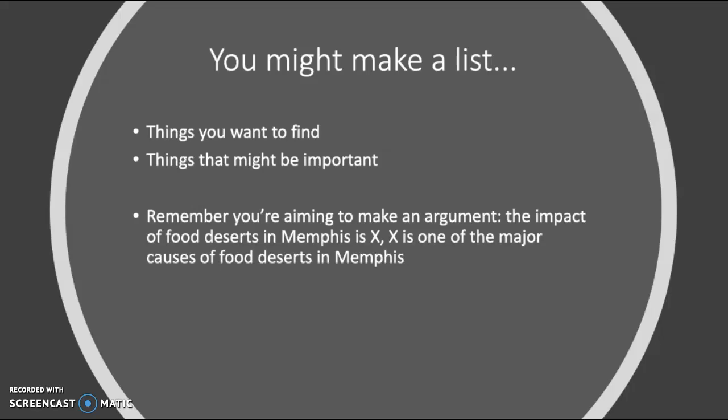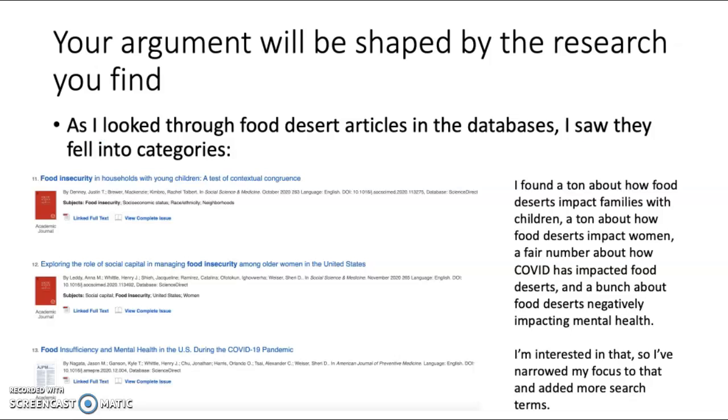So remember that you're aiming to make an argument. Right now you have a research question: what are the impacts of food deserts in Memphis? That is eventually going to merge into your thesis statement. The impact of food deserts in Memphis is whatever. We don't know what the answer is yet. We don't know what we're going to argue because we haven't done enough research at this point. Right now, we're in the gathering information, seeing what it's possible to argue phase. So, your argument is going to be shaped by the research that's available.